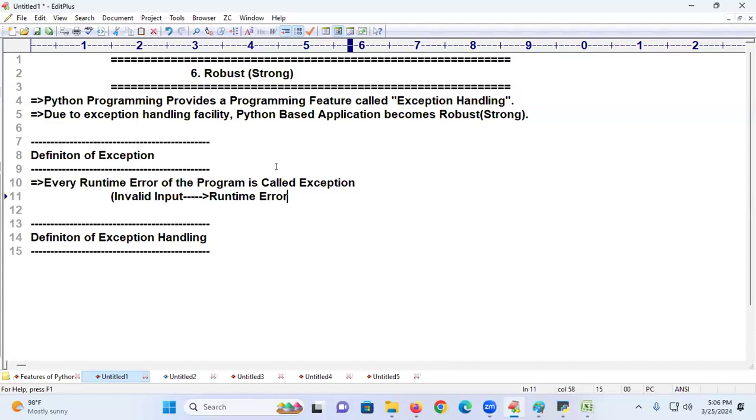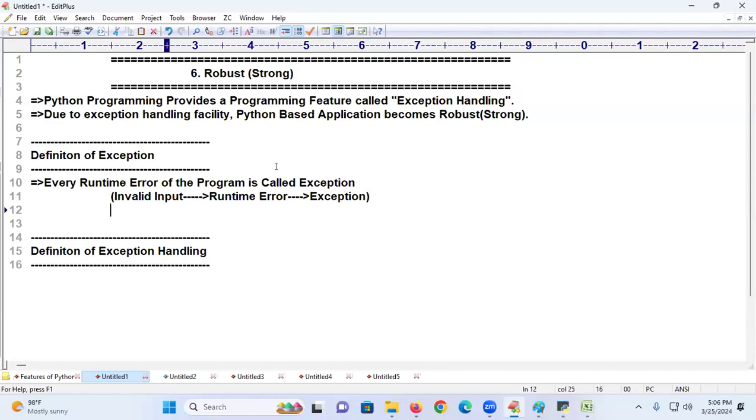Runtime error. Every runtime error is going to give you what? Exception. By default, all exceptions, called runtime errors, give what message? Technical error message.